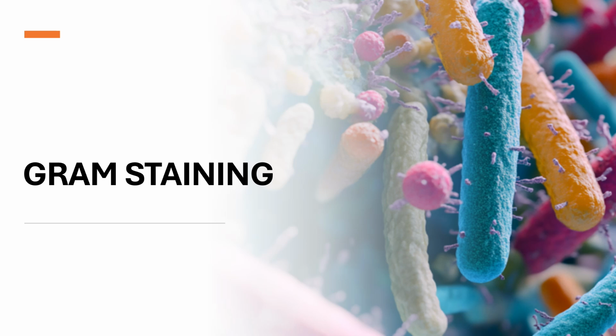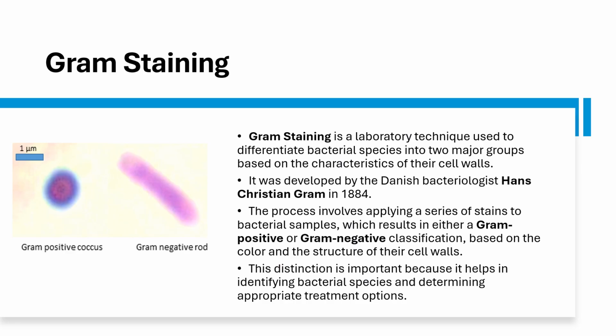In this video, we will discuss the principle, materials required, procedure and interpretation of Gram staining technique. Gram staining is a laboratory technique used to differentiate bacterial species into two major groups based on the characteristics of their cell wall. It was developed by the Danish bacteriologist Hans Christian Gram in 1884.